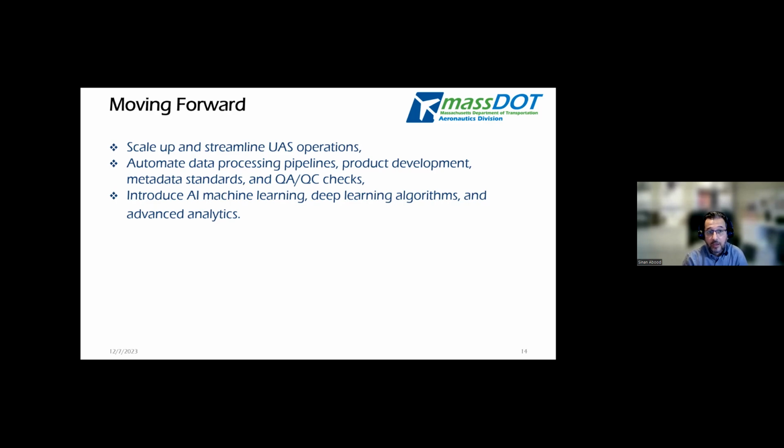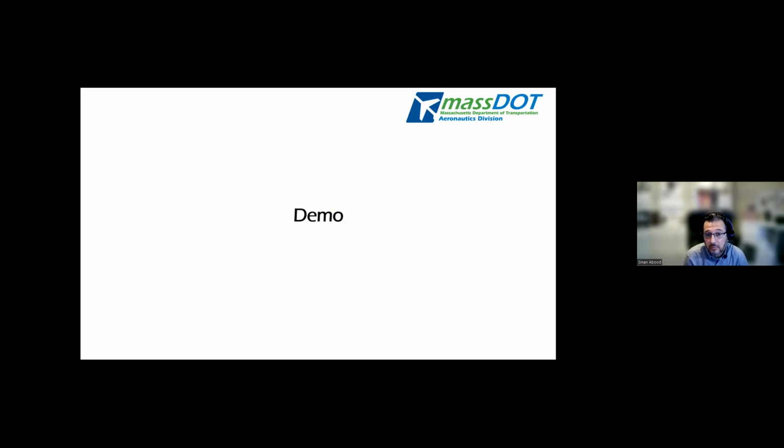And in the future, we would like to introduce more AI, machine learning, deep learning algorithms, and advanced analytics, especially in our asset management applications. With that, I will let Jimmy do the demonstration and show you one of the apps that we developed.